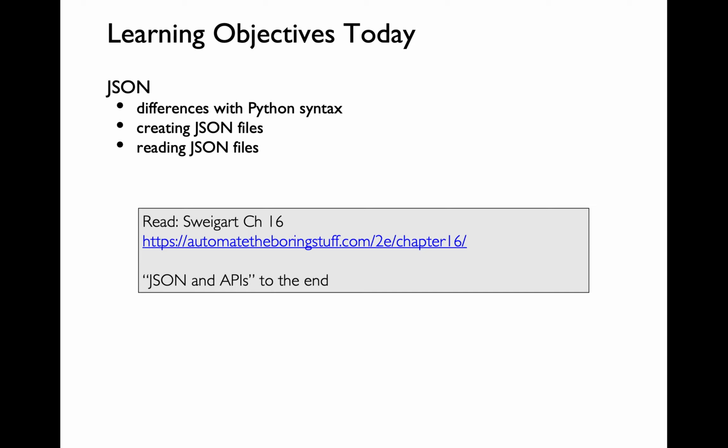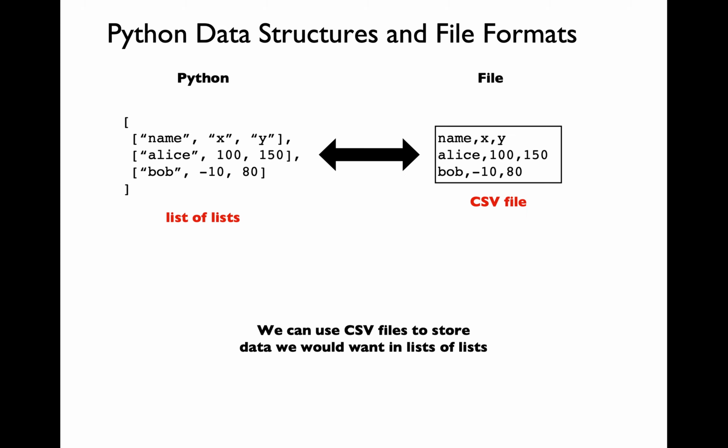Let me get started by outlining the learning objectives. In today's lecture, we'll be learning the file format for JSON and how to parse or read content from JSON file format. For the first time, we'll be learning how to create JSON files. The reading for this particular material is chapter 16 of Swigart book. Let's get started by learning about JSON file format.